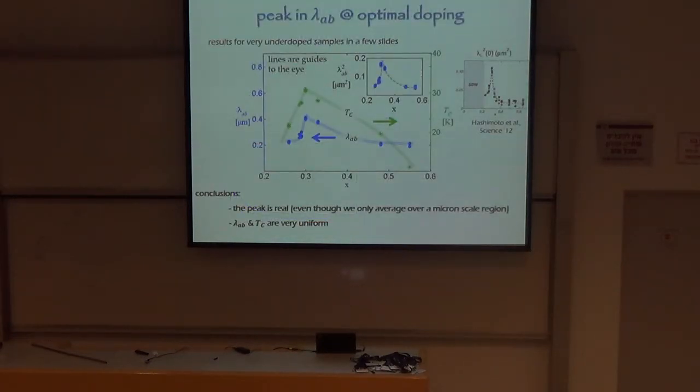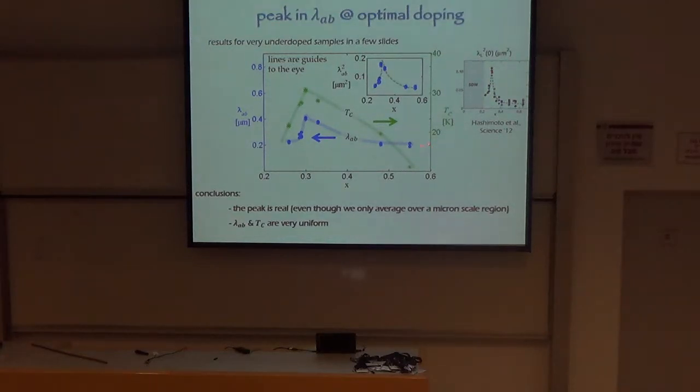So here's a bunch of measurements. These are almost all the measurements. I'll add the very low doping later. You can see both TC, this axis, and the penetration depth as a function of doping on the same plot. And it's important to note that at each doping, we measure TC and the penetration depth at each location. Okay, so each penetration depth comes with the local TC.